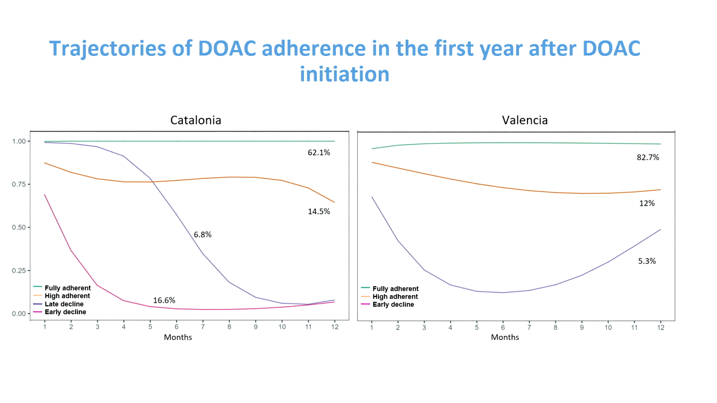In the Valencia region, 3 trajectories were obtained. Fully adherent, 82.7%, highly adherent, 12%, and early decline, 5.3%. In Catalonia, in addition to these trajectories, representing 62%, 14.5% and 6.6% of the cohort, respectively, a late decline in adherence trajectory was also identified, 6.8%.